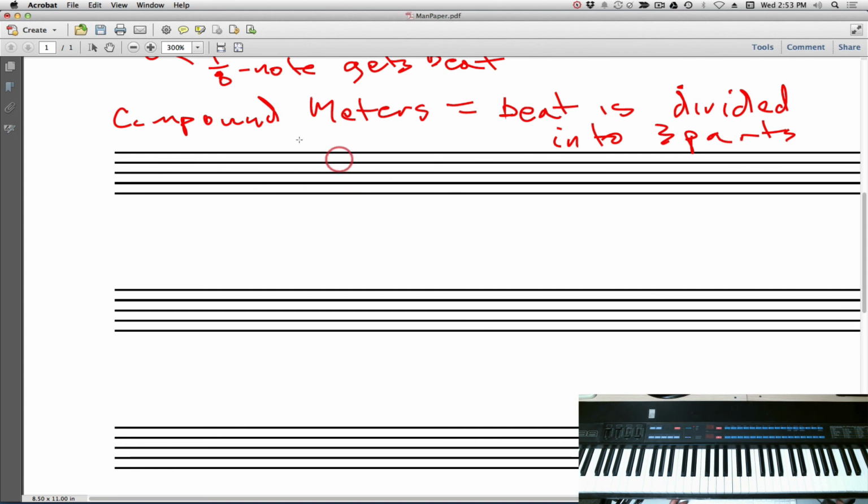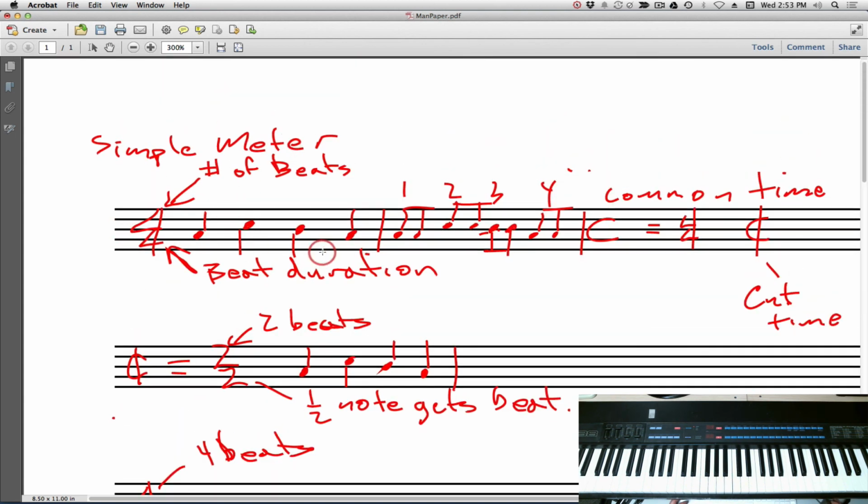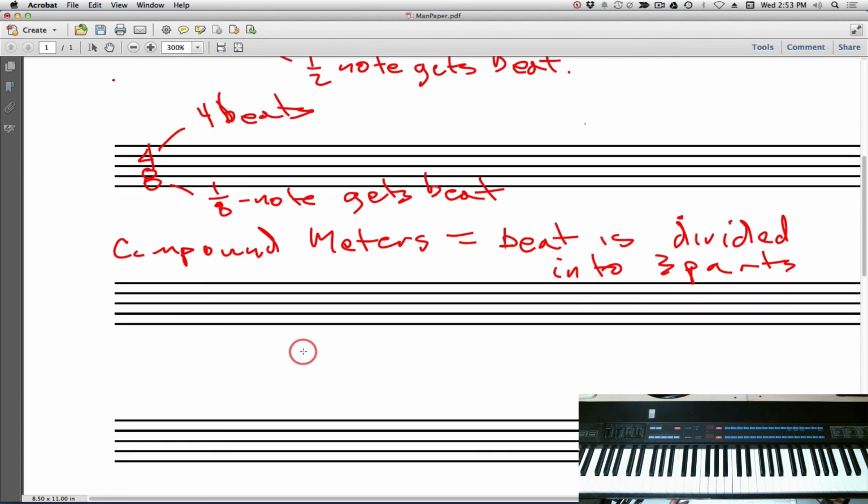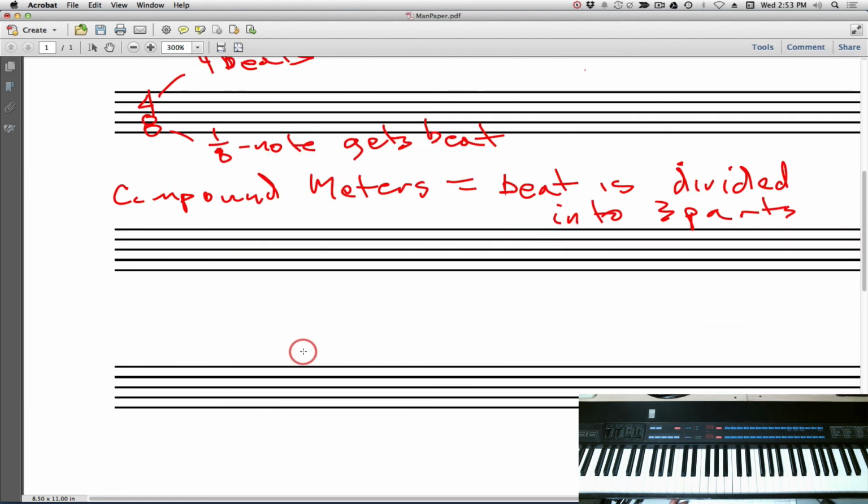With a simple meter, remember we're going 1 and 2 and 3 and 4 and, 1 and 2 and 3 and 4 and, right. With a compound meter, we're going 1 lolly, 2 lolly, 3 lolly, 4 lolly. So if I did eighth notes, we've got 3 eighth notes in the beat. Right, kind of like this.